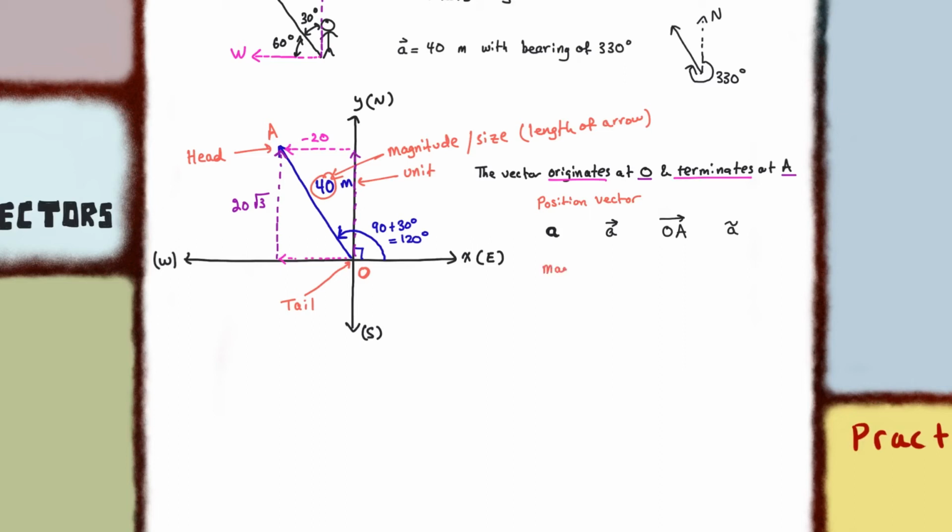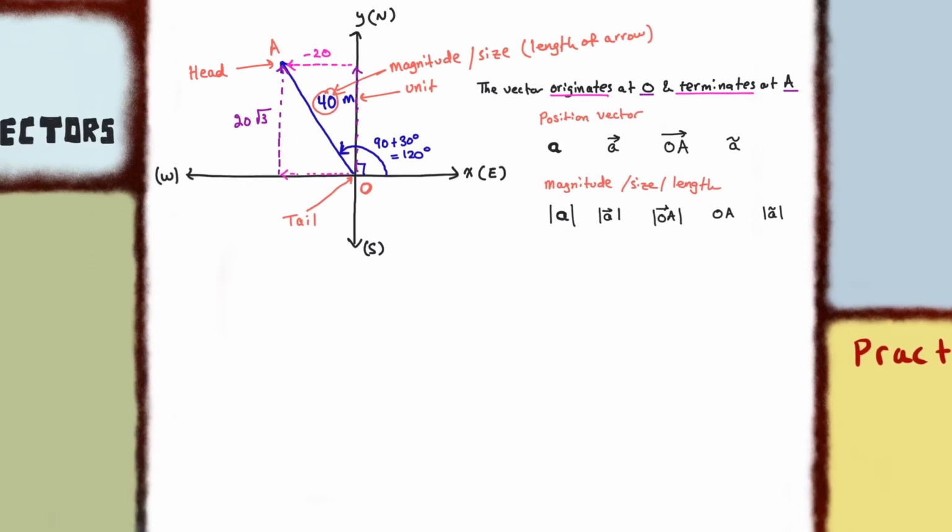If we want to write the magnitude of a vector, in our example, the person has moved 40 meters, so that's the magnitude or the size of how much they have moved. We write the vector within two vertical lines, which indicates the modulus function, or in this case the magnitude or the size of the vector.